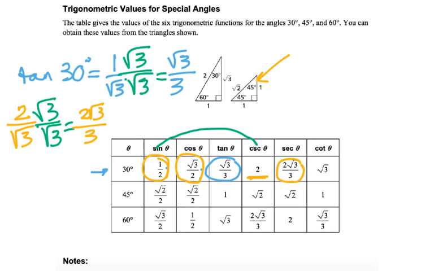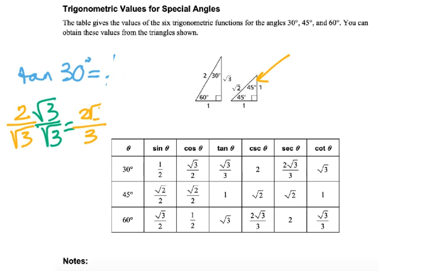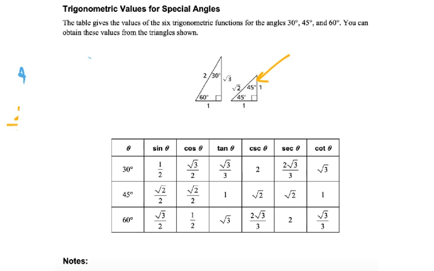These two are reciprocals, these two are reciprocals, and these two are reciprocals. So all you have to do is memorize this triangle and all the sides, and then you can get any one of these. I'm going to erase this for now. You can go back and rewrite them if you want, but that's where those numbers come from.